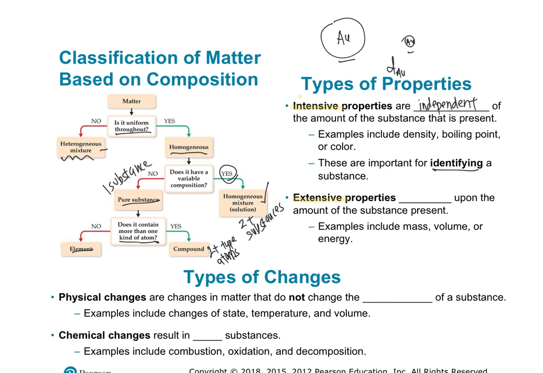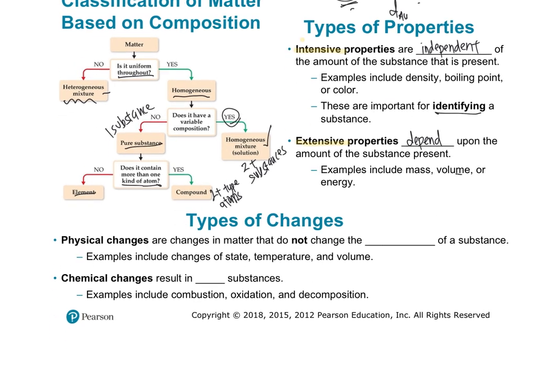Extensive properties are dependent. They depend on the amount of the substance you have. So if I have a big chunk and a little chunk, we can think, okay, mass, that's a property. Does my mass change if I have a big or a little amount? Well, we know the answer is yes. My big amount is going to have a larger mass. Same thing with volume and energy. So these are extensive and they depend on how much of the sample is present.